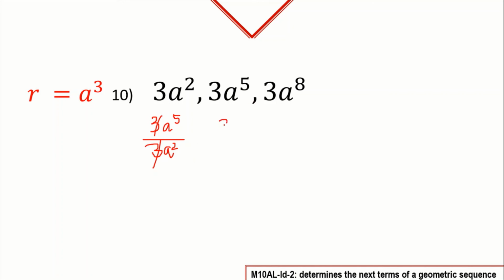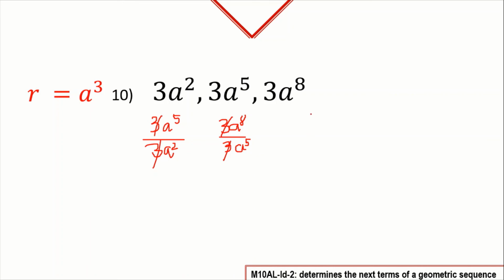Ganon din naman kung ang gagamitin natin ay yung third term divided by the second term. So, 3a raised to the 8th power divided by 3a raised to the 5th power. So, makakancel natin si 3 because that is equal to 1. Then, ganun din, a raised to the 8th power over a raised to the 5th power. Subtract lang natin ang exponents. So, we have a cube pa rin.